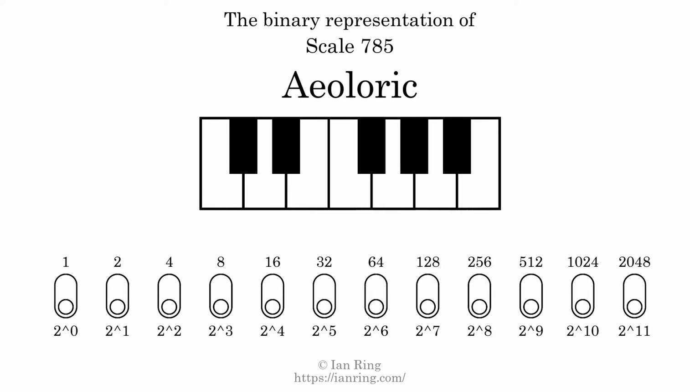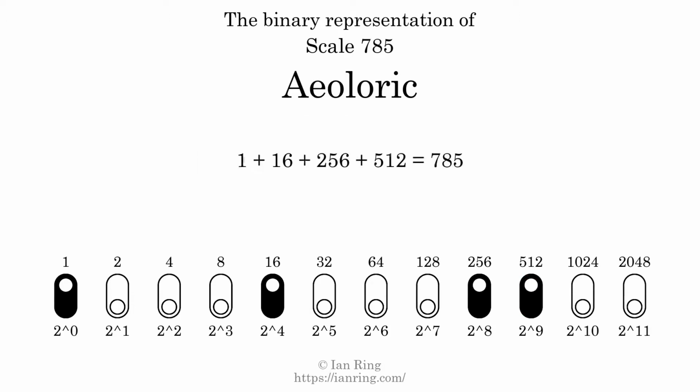The binary representation of this scale is determined by mapping tones of the scale to binary digits. Each binary digit represents a power of 2. To get the scale number, we add the powers of 2 together. The powers of 2 that are present in the scale, all added together, equals 785. That is why the scale number, in decimal, is 785.